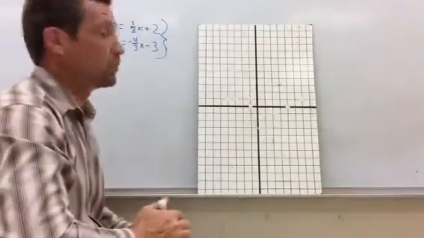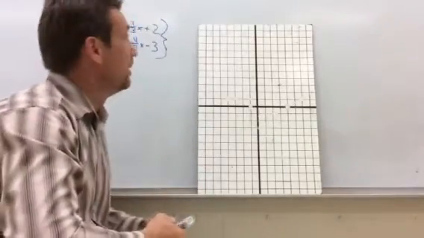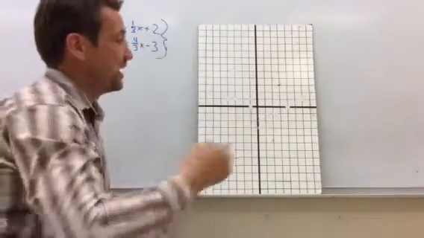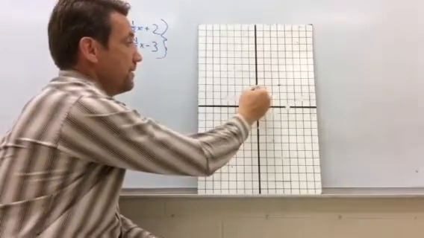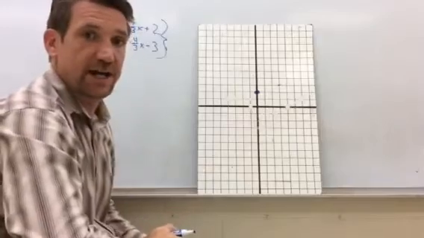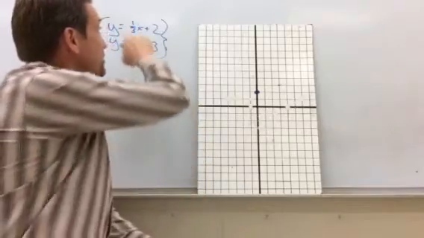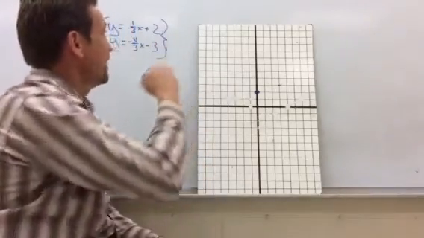First equation, y equals 1/3 x plus 2. We're going to begin at our y-intercept of 2. So we know the line crosses the y-axis at 2. And our slope is 1/3. Change in y over change in x.